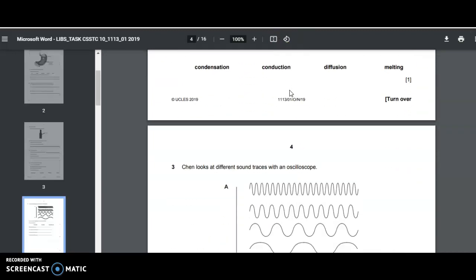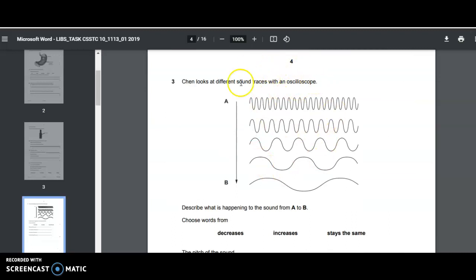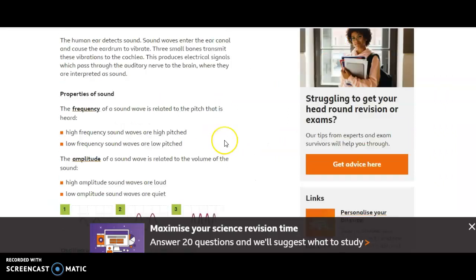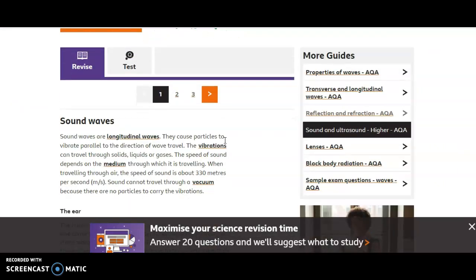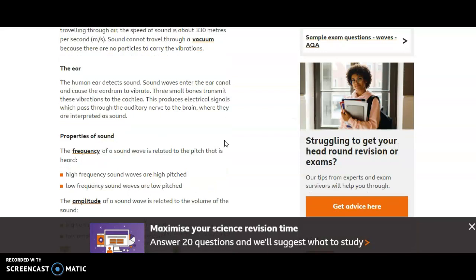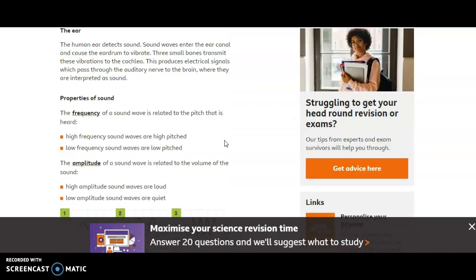Moving on. This is a question about sound waves. I will attach a BBC bite-sized information link about frequency, amplitude, and pitch so that you can better understand it. The higher frequency, the sound waves have a higher pitch, so frequency and pitch are related. Lower frequency have a lower pitch, makes sense. Higher amplitudes have louder sounds. Lower amplitudes have quieter sounds.